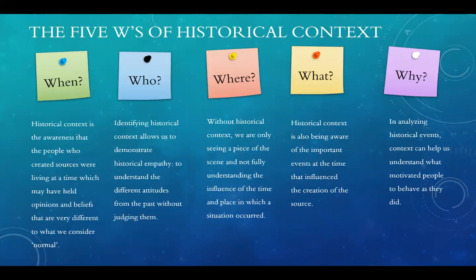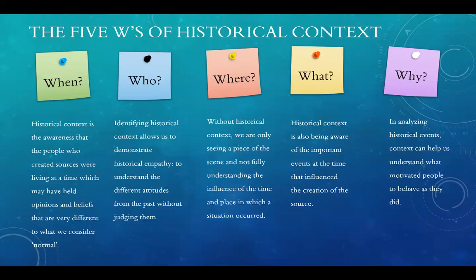Historical context is the awareness that the people who created sources were living at a time which may have held opinions and beliefs that are very different to what we consider normal. So the when factor: today it's 2020. If we're reading a source from, say, the United States Constitution time period, 1787, those people did things differently. They had their reasons for doing what they did, not your reasons.